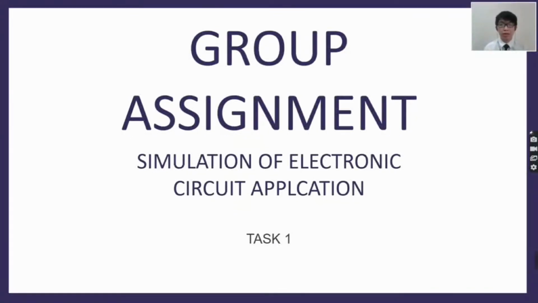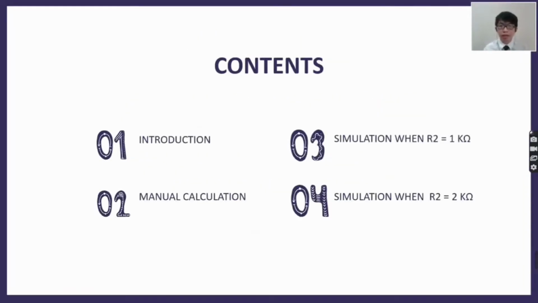My name is Samuel Din Chen Kai, and today I will give a short presentation about our group assignment for the simulation of electronic circuit application for Task 1. My content consists of four elements: introduction, manual calculation, simulation when R2 equals 1 kilo ohm, and simulation when R2 equals 2 kilo ohm.